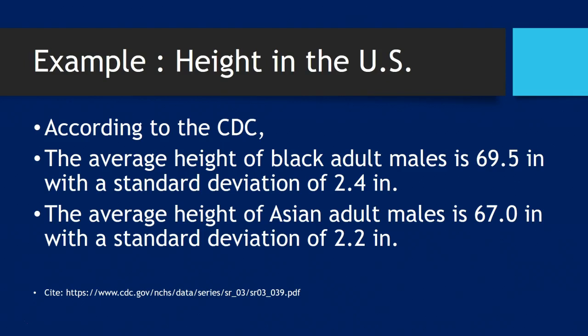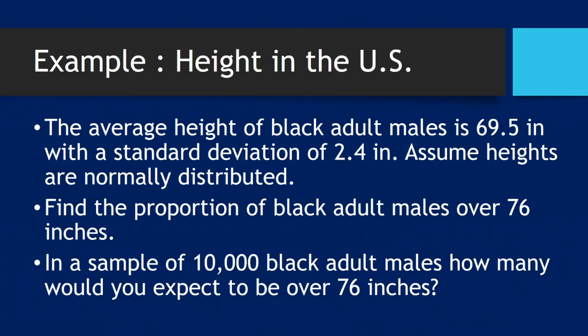So, according to the Centers for Disease Control, the average height of black adult males in the United States is 69.5 inches, and they have a standard deviation of 2.4 inches. Whereas, according to the same study, the average height of Asian adult males is 67.0 inches with a standard deviation of 2.2 inches. You can see the source there if you'd like to check on that. And I'm using the same language that that source uses. So let's take a look.